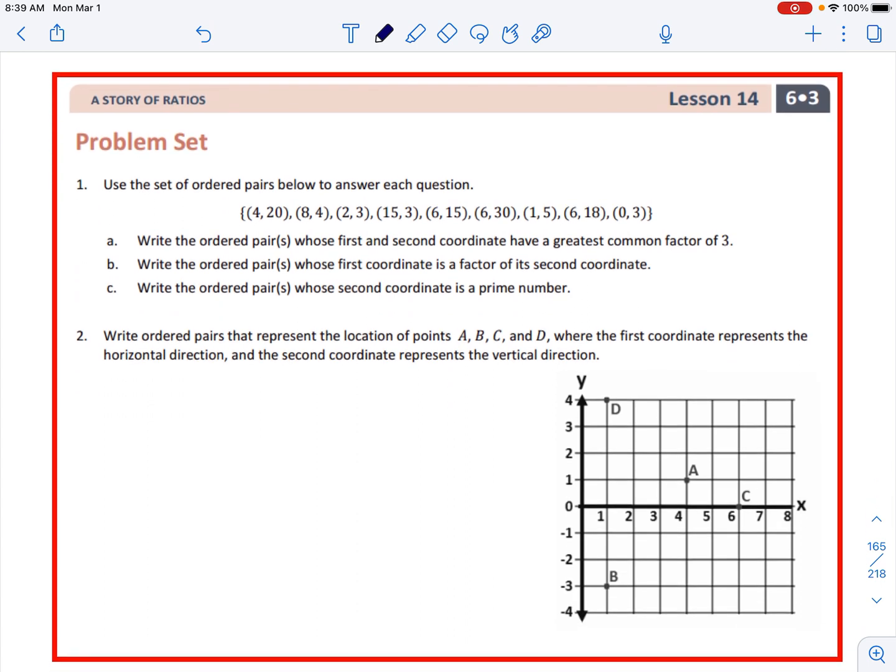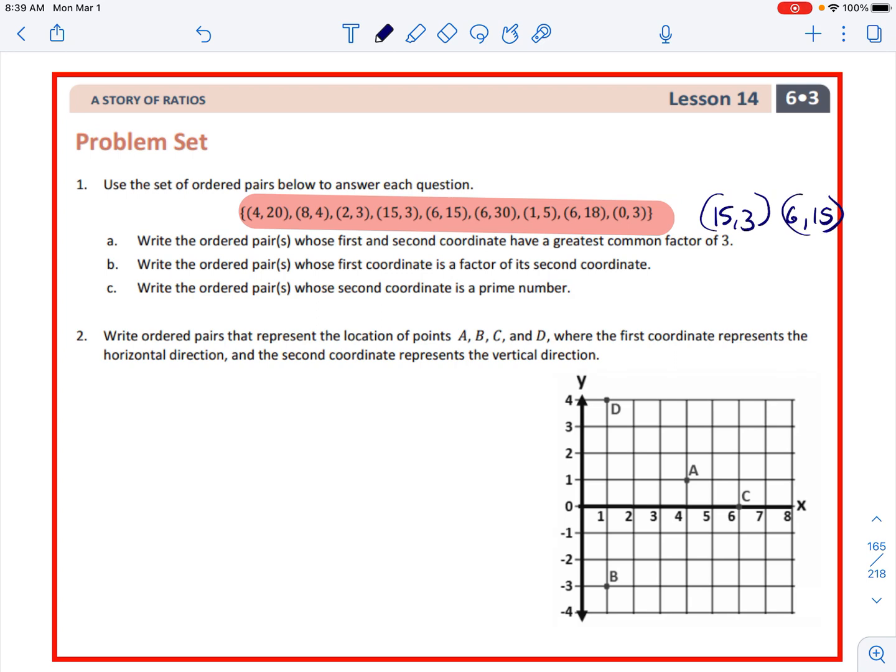So we're going to do it quick on the problem set. It says use the set of ordered pairs below to answer each question. Letter A says write the ordered pairs whose first and second coordinates have a greatest common factor of 3. And I see 2 here. The answer would be 15 and 3 and 6 and 15.